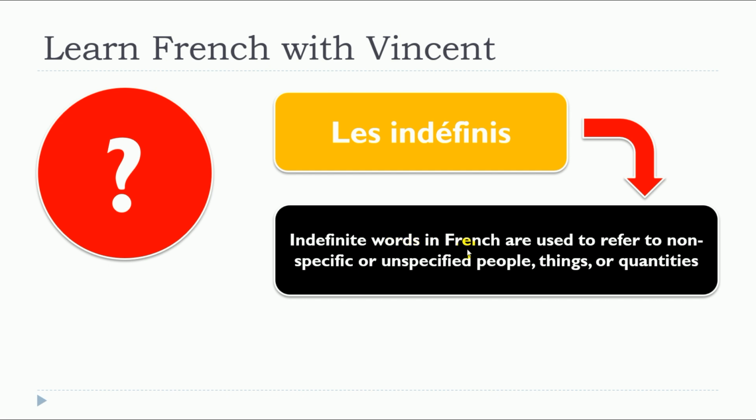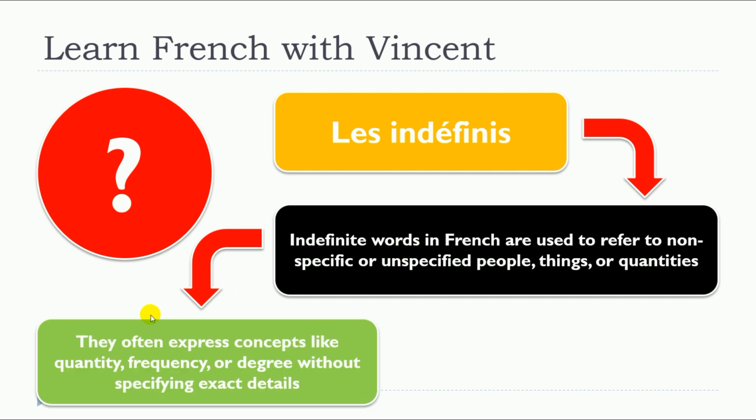Indefinite words in French are used to refer to non-specific or unspecified people, things, or quantities. This is the first point. Second point that is extremely important. They often express concepts like quantity, frequency, or degree without specifying exact details. And this is a key thing with les indéfinis. You don't specify exact details.